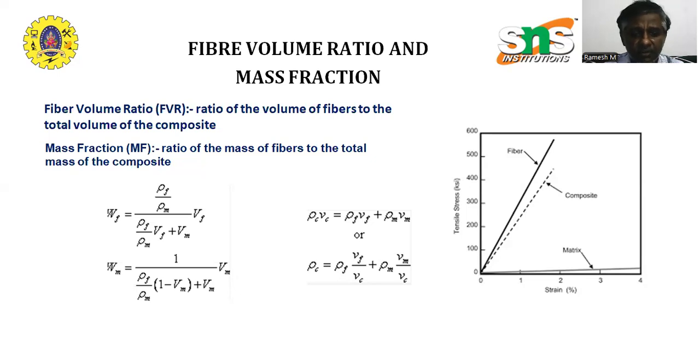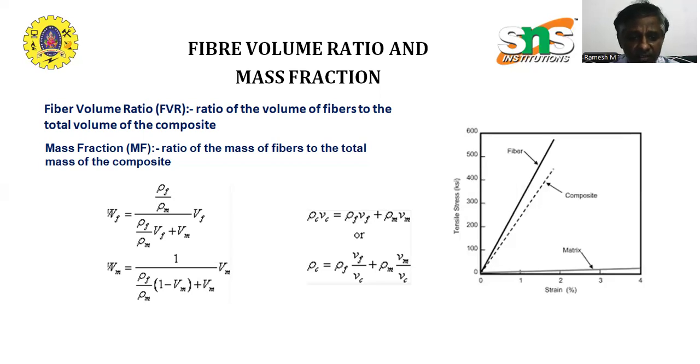In this, we are going to discuss fiber volume ratio and mainly focus on it, as well as mass fraction and elastic constants. Then I have the relationship between the fiber volume ratio, mass fraction, and elastic constants, as well as their importance in composite materials. These things we are going to discuss.